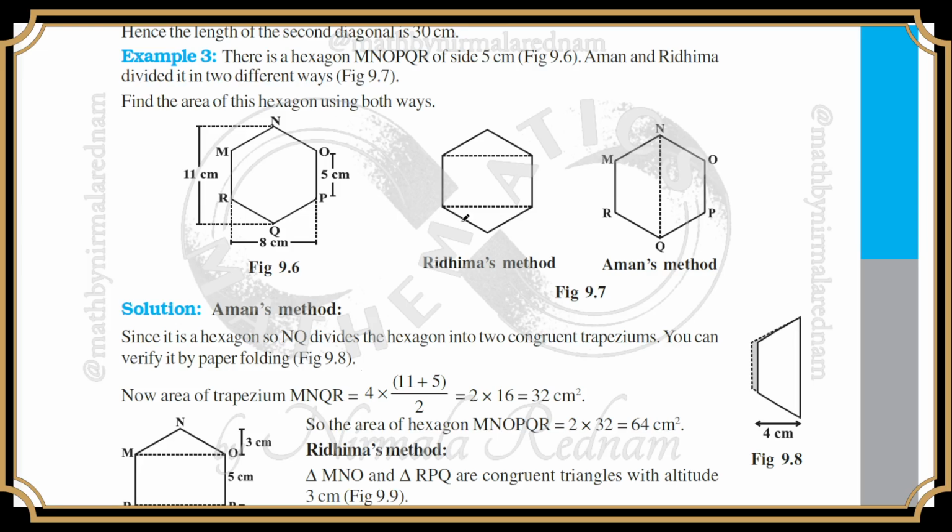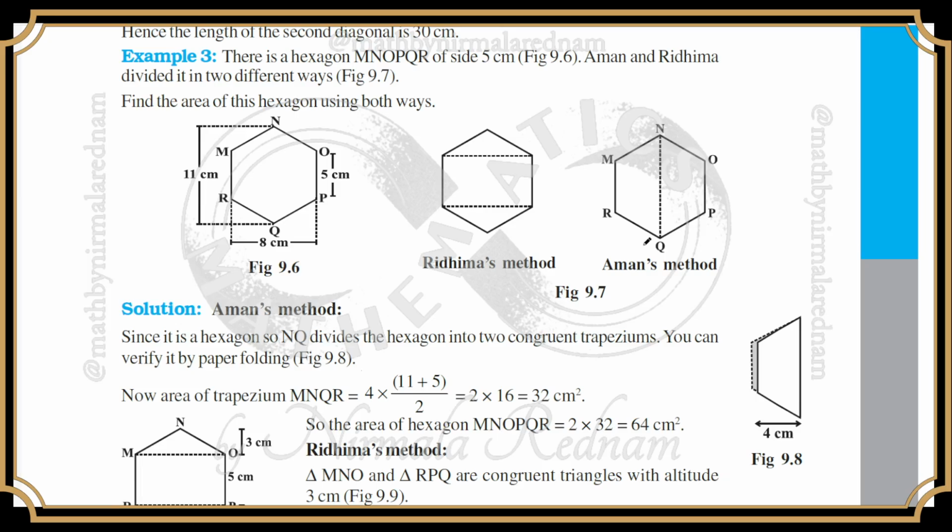You can do it in many ways. So here they have given two ways used by Ridhima and Aman. Ridhima's method is dividing it into two triangles and a rectangle, and Aman's way is simply joining NQ and getting two trapeziums, right? So you will see that both ways you will get the same answer, and you can actually try to find if there are any other ways of arriving at the answer, right?